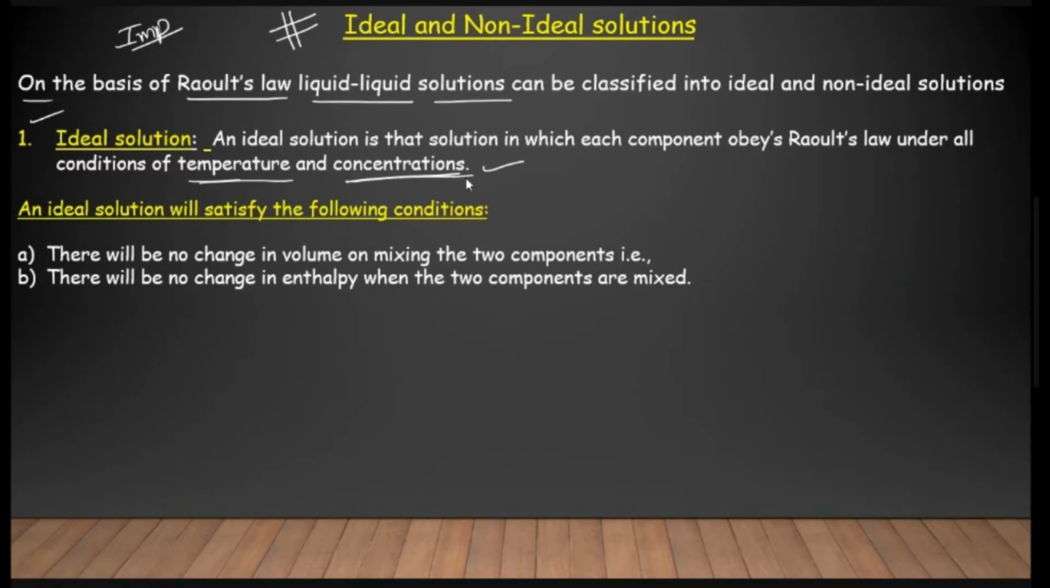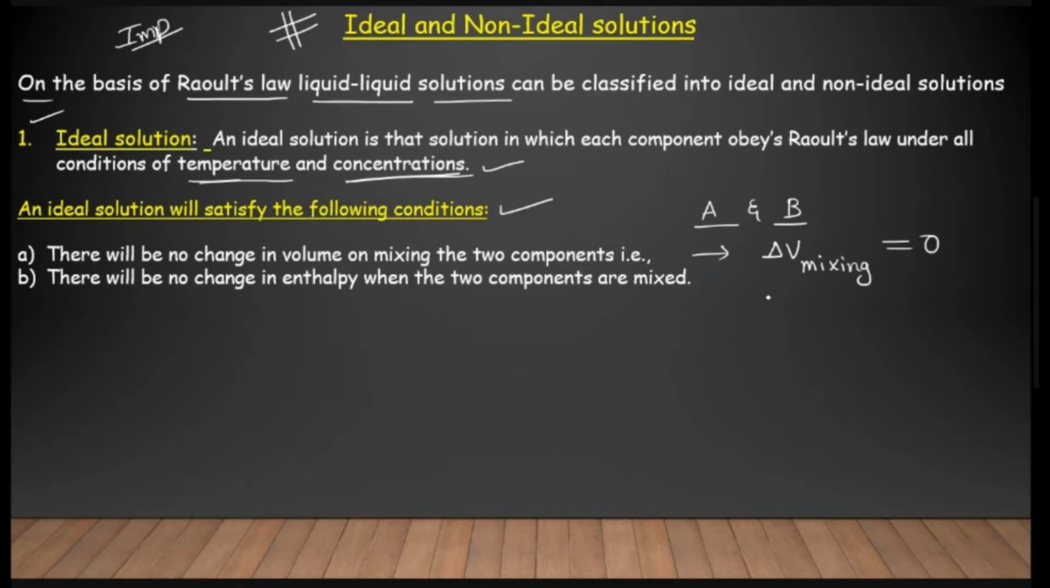Okay, so these ideal solutions must obey certain conditions. The first condition is that there will be no change in the volume on mixing the two components. Say for example, you have two components, component A and component B. When you mix these two components, there should not be any change in the volume. That is, delta V mixing should be equal to 0.